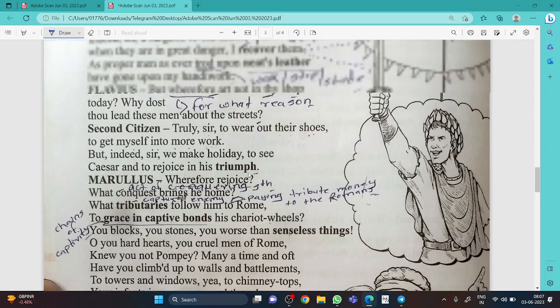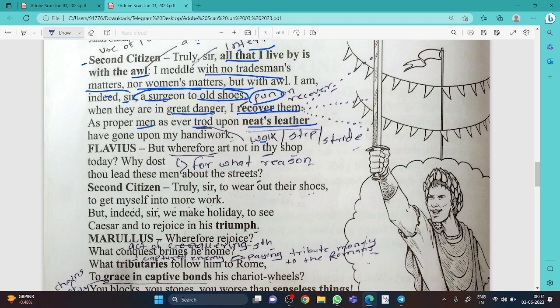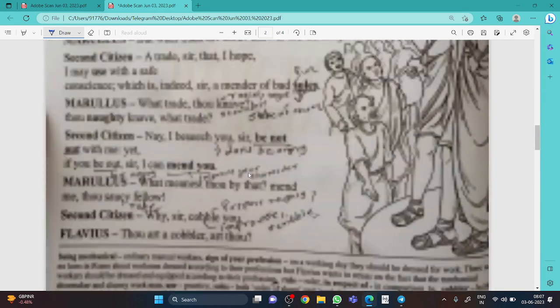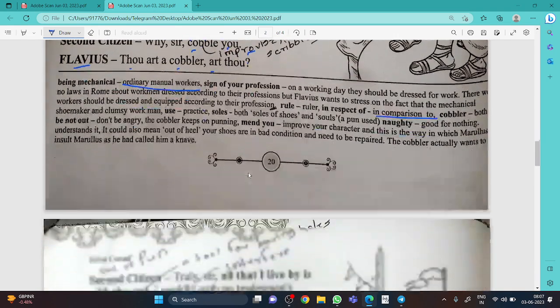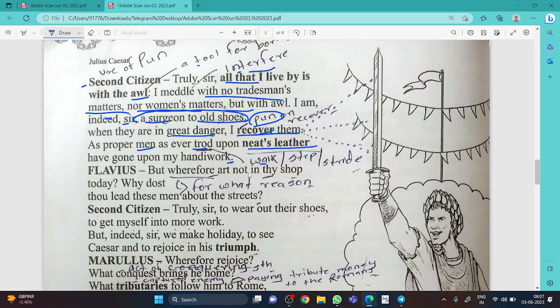Anyway, try to understand: the second citizen is saying he has gone upon his handiwork very shrewdly, or you can say using a pun. The second citizen is trying to pass comment on Marullus and Flavius, the way they are asking the questions. He's saying that my job is to mend shoes, and with clever words he's saying that I can mend the bad souls of people as well. What do you want? It's a kind of handiwork for me.